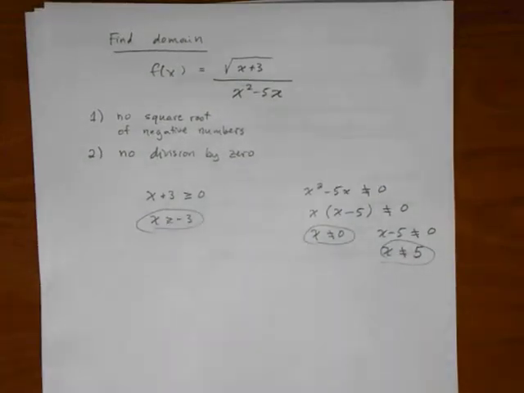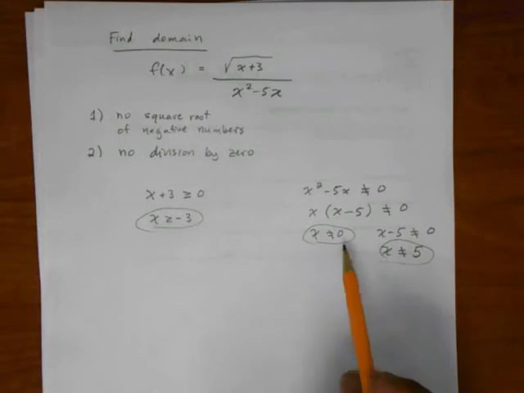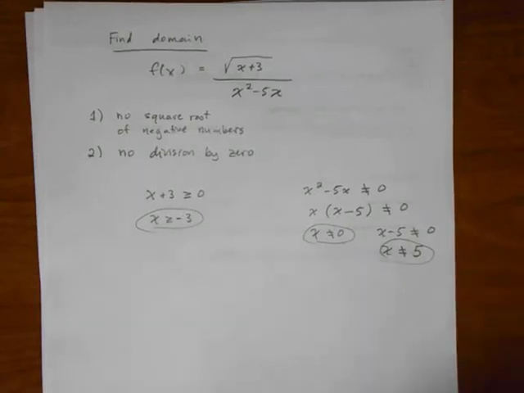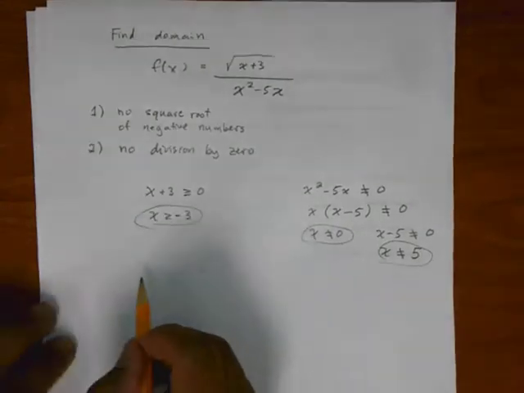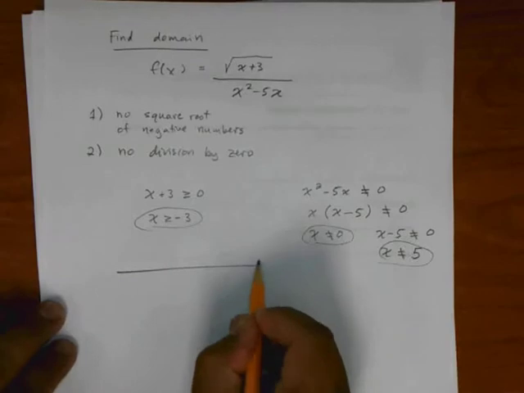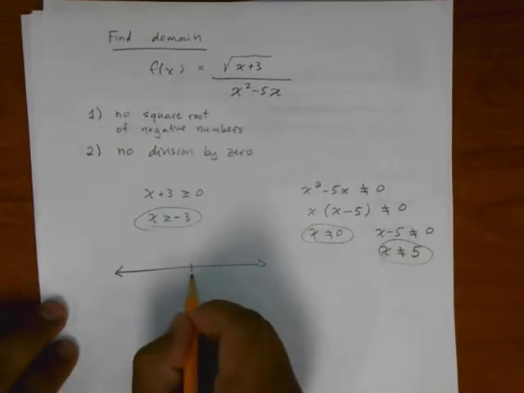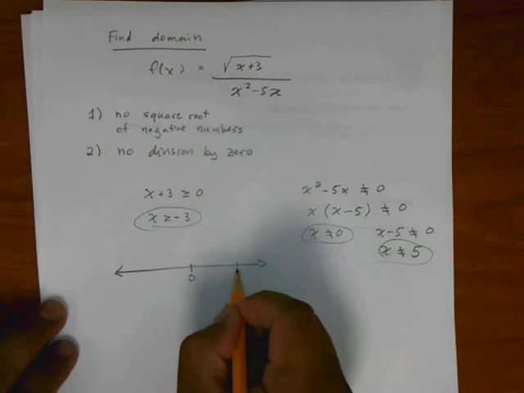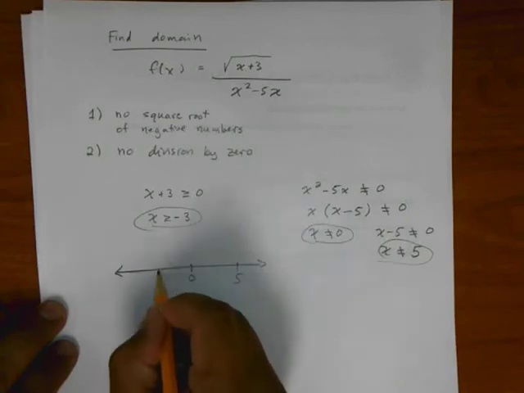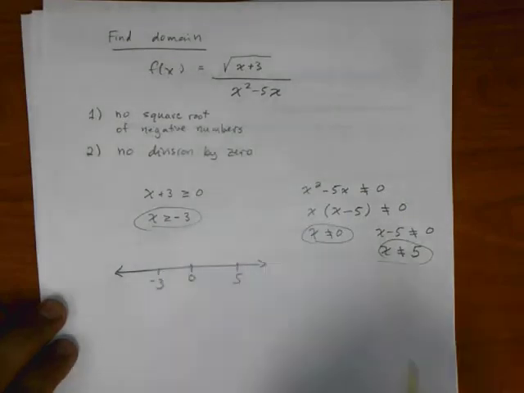First, x has to be greater than or equal to negative 3, but it cannot be equal to 0, and it cannot be equal to 5. And so sometimes it just helps to graph this before we write our final answer. 0, 5, and negative 3.